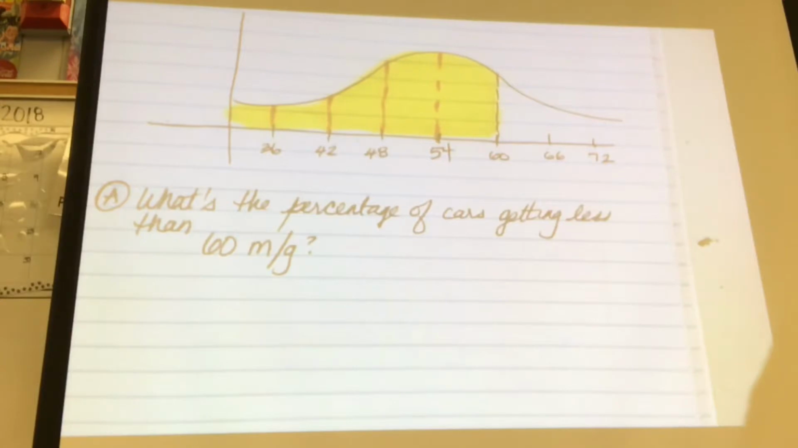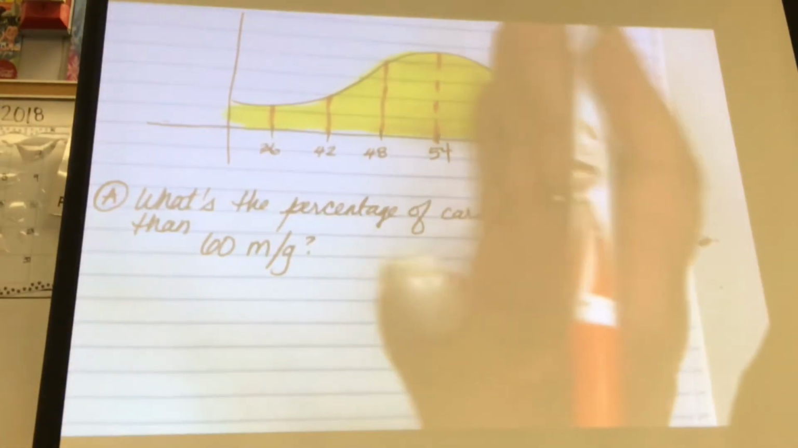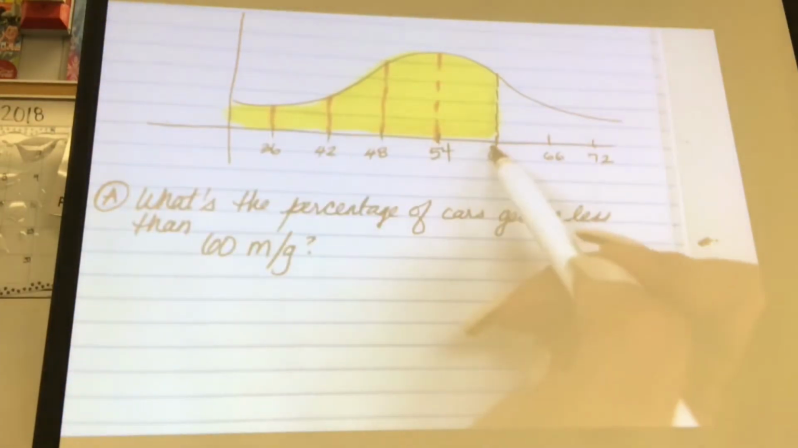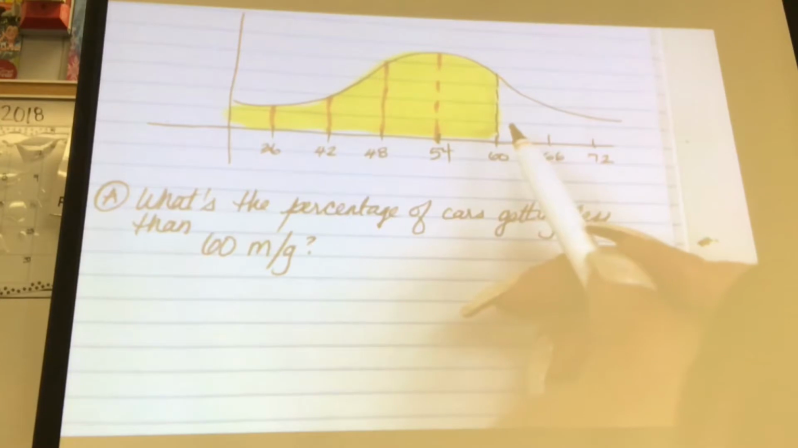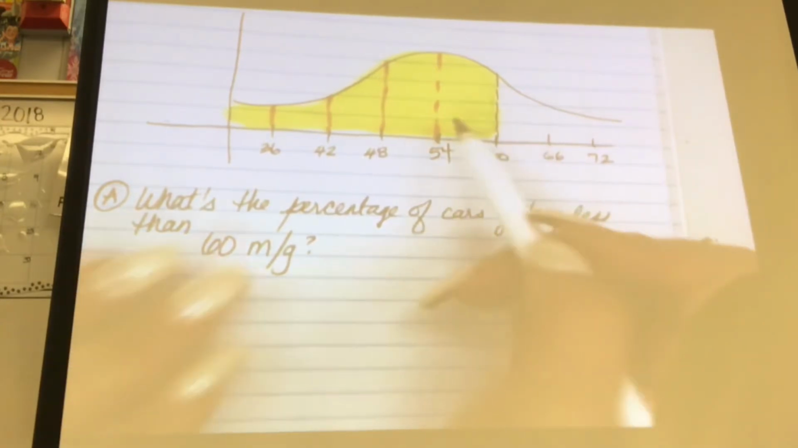So they told me that I want to know the percentages of cars getting 60 or less. Well, here's 54, there's 60. Yesterday, all I did was shade in the region. They told me to just shade it in. And now they're asking me what is the percentage of the shaded in. Well, I just got to look at the distribution that I just learned and put in the numbers.